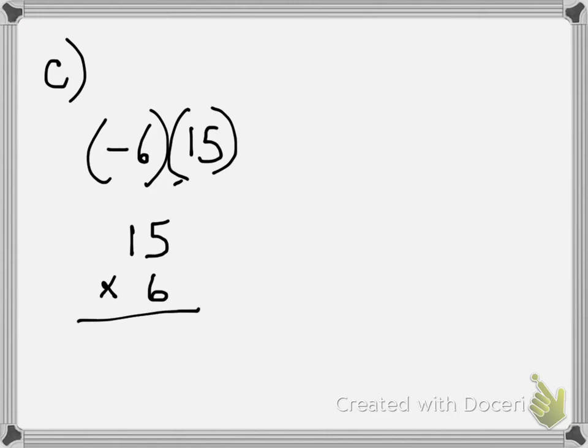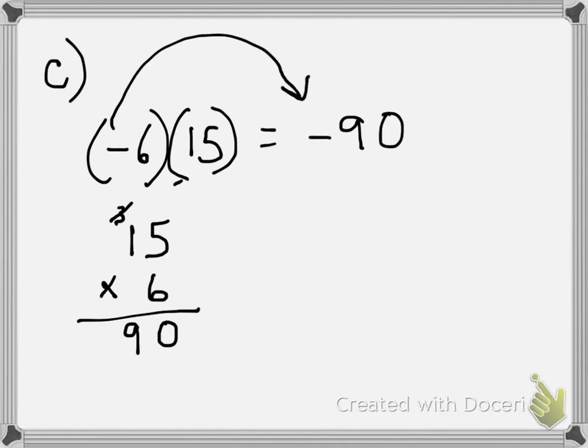So we're going to do 15 times 6. So 5 times 6 is 30, carry a 3. 6 times 1 is 6, 7, 8, 9. So that gives us 90. And since we have one negative, we're going to have one negative in our answer. Our answer would be -90. So we multiply our two numbers, and then one negative gives us a negative answer.